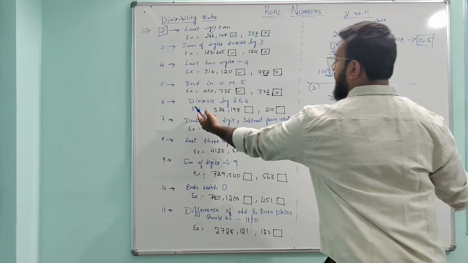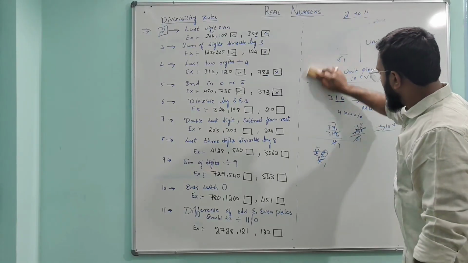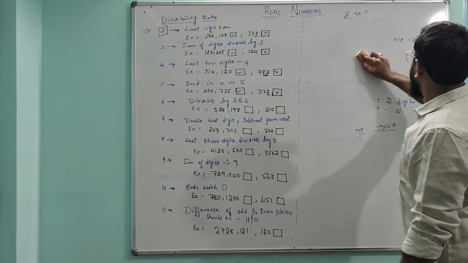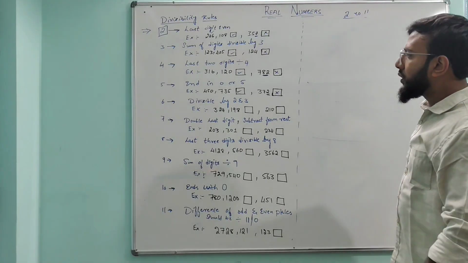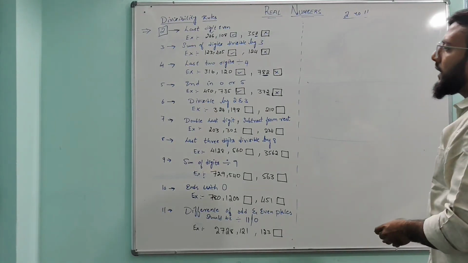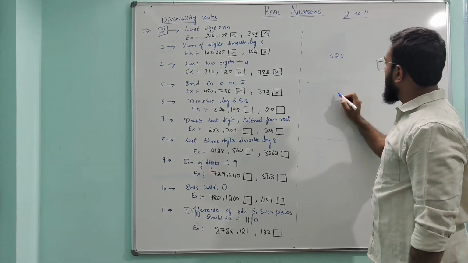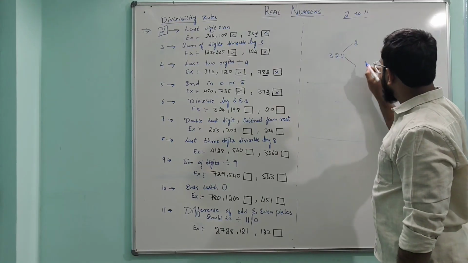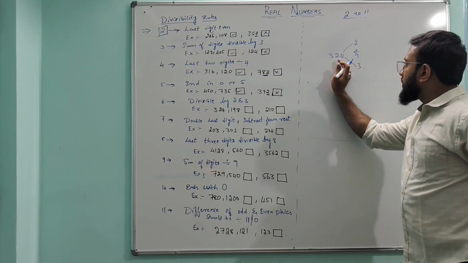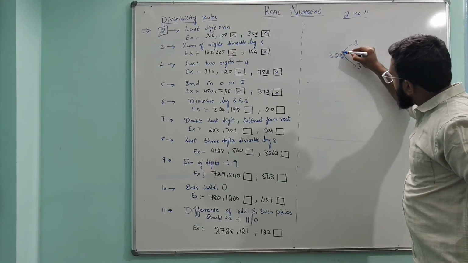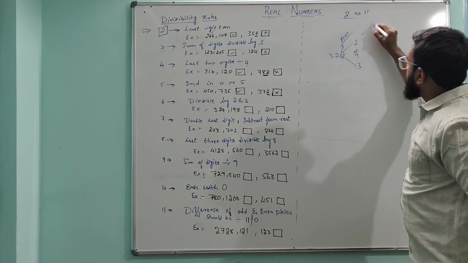We'll come to divisibility by the number 6. If the number is divisible by both 2 and 3, the whole number is said to be divisible by 6. Let us check. 324, correct? So what is the rule? It should be divisible by what? 2 and 3. To divide this number by 2, the unit place should be even, correct? We can tell that this is satisfied.